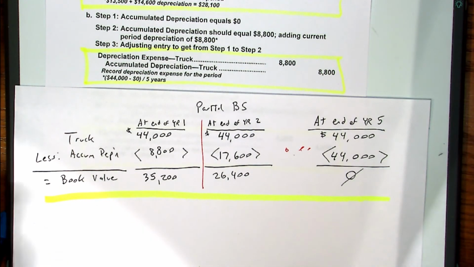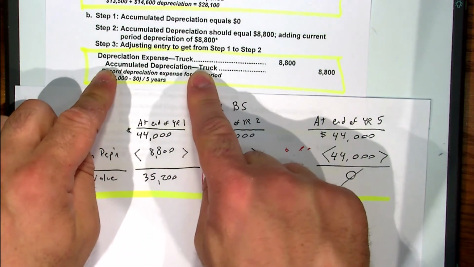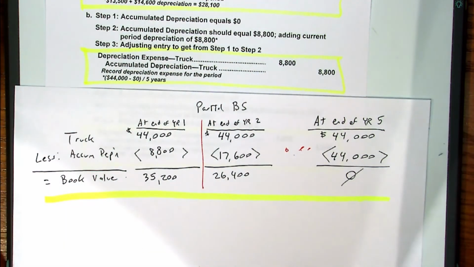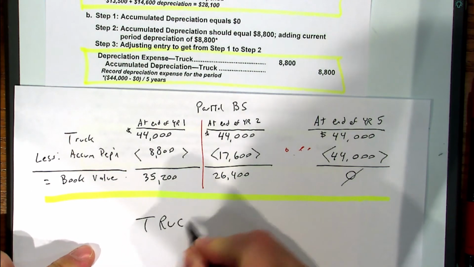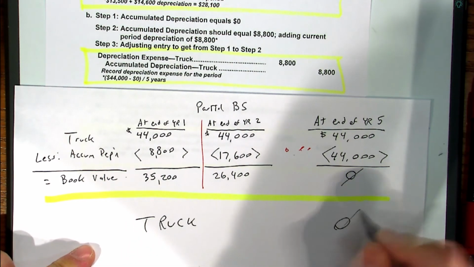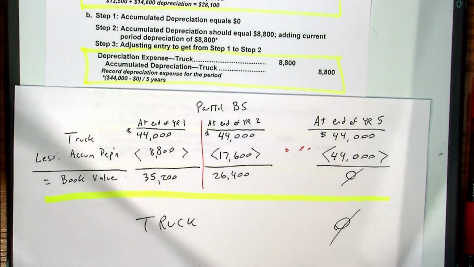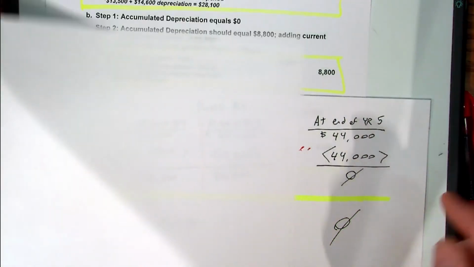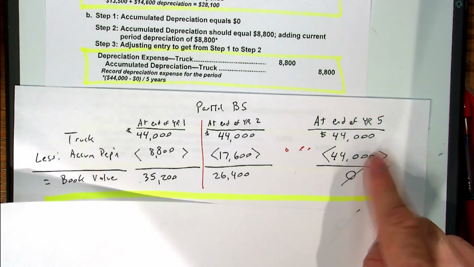But with fixed assets, looking back at the document camera, above the yellow line is what the readers will see. If we would have made these AJEs and credited truck instead of the contra-asset of accumulated depreciation truck, here is what would be showing on our balance sheet. Truck, 0. Now, which do you think gives the reader more information? This or this? This, right?